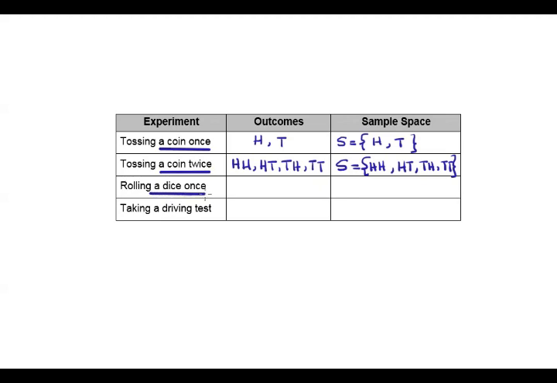Rolling a die once, there are 6 possible outcomes: 1, 2, 3, 4, 5, 6. In the sample space, taking a driving test, there are 2 possible outcomes, pass or fail. The sample space.